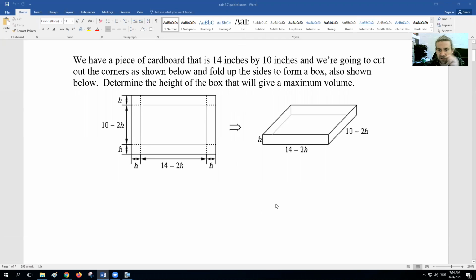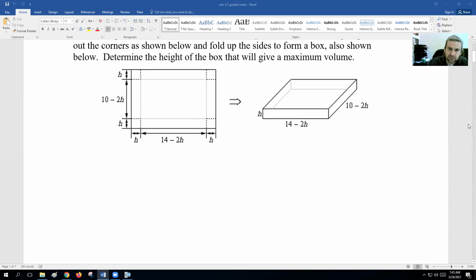Okay, so the first problem here is we have this cardboard box that is 14 inches by 10 inches. We're going to cut out the corners, so we're going to take this X or H out on both sides and fold up the edges so that we have a box that has no top.